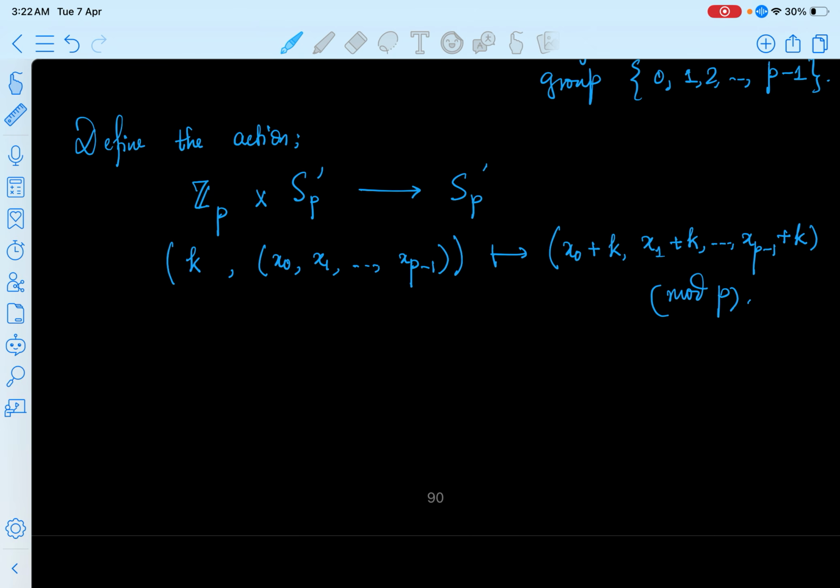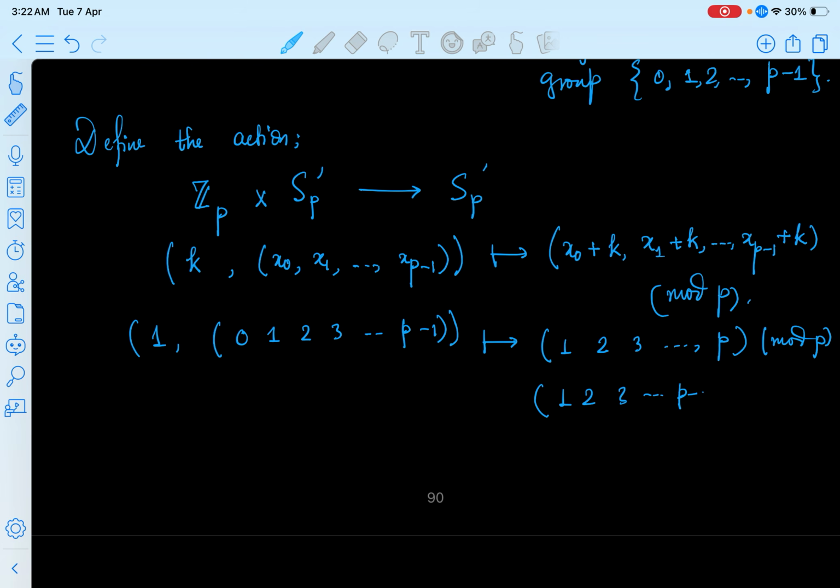Let me give you an example. For this cycle (0, 1, 2, 3, up to p minus 1), the action of the generator of Zp, the action of 1, is just (1, 2, 3, up to p), and we are defining this mod p, so it is (1, 2, 3, up to p minus 1) and we replace p by 0 because we are defining this action mod p.